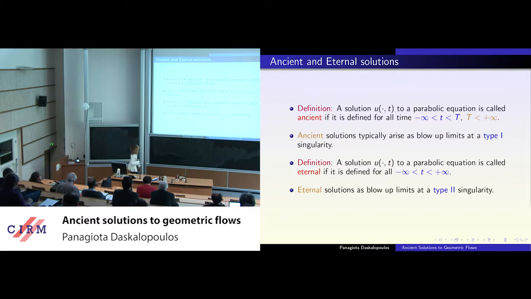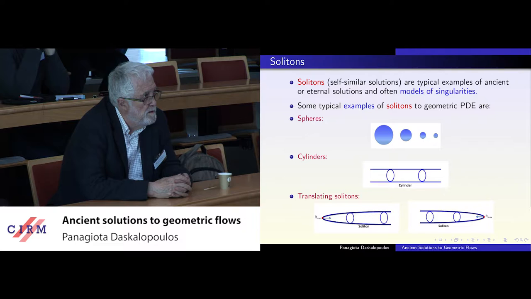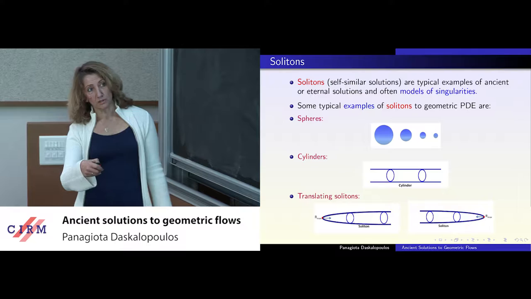I have given you already the definition. The self-similar solutions, of course, are examples of ancient or eternal solutions. And they're usually very important models of singularities. Let me just give you some examples, first of all, of such solitons. Of course, the contracting spheres, these are the most typical and trivial solutions. The cylinder, most of the time the cylinder will be shrinking depending on the flow. And then there are the translating solitons, which a lot of times have this shape, although this cylindrical part extends all the way to infinity. So this is one soliton with a cylindrical part extending all the way to infinity, and that's another soliton moving in the opposite direction. So this is moving to the right, that is moving to the left.